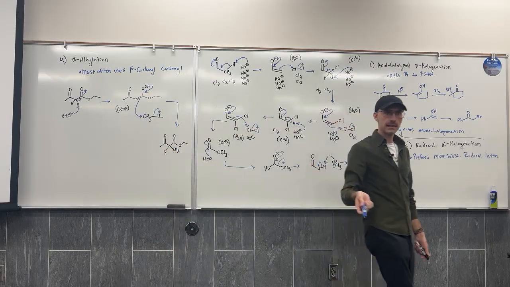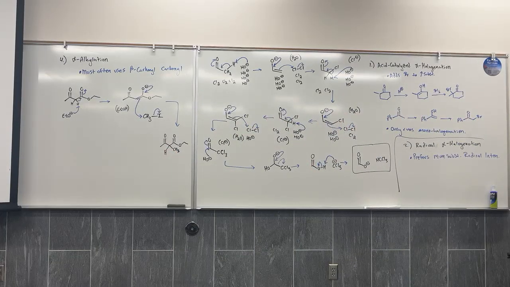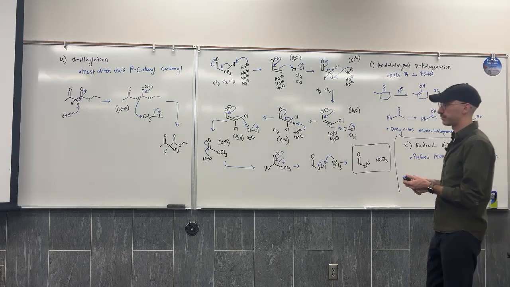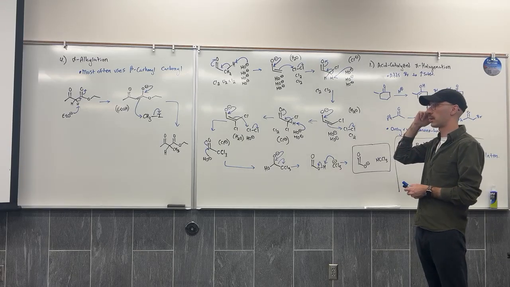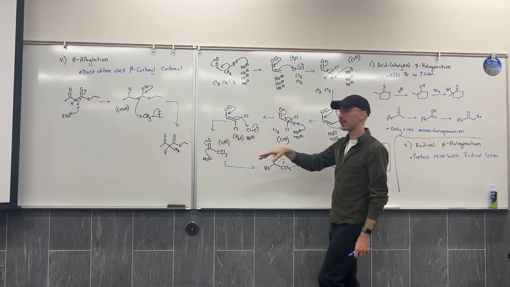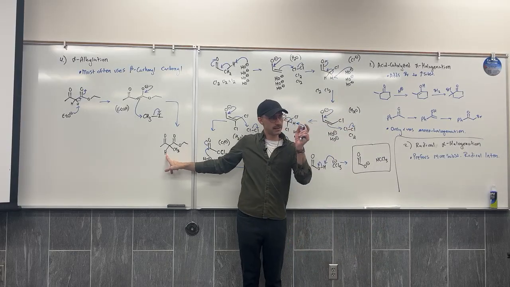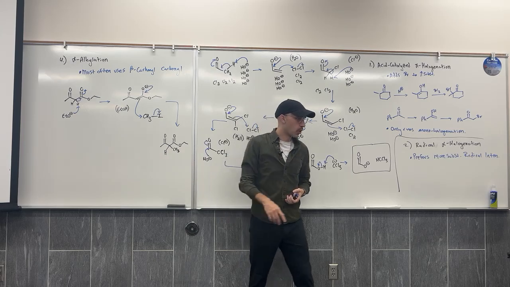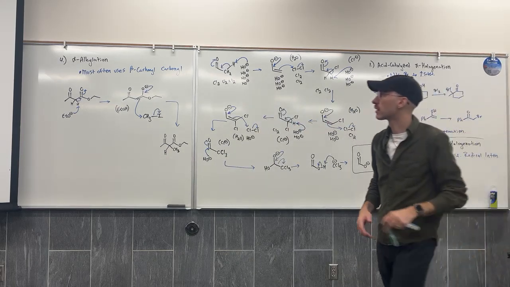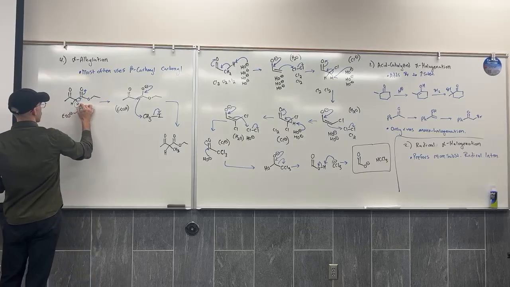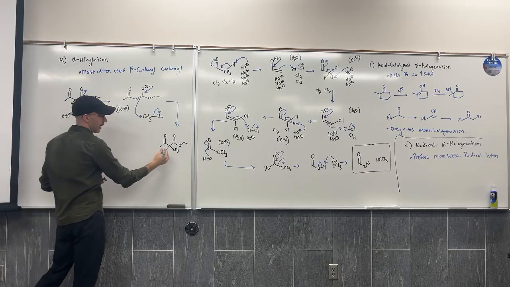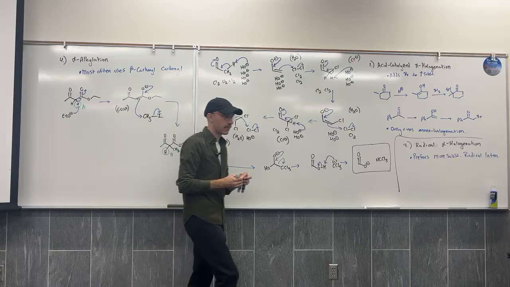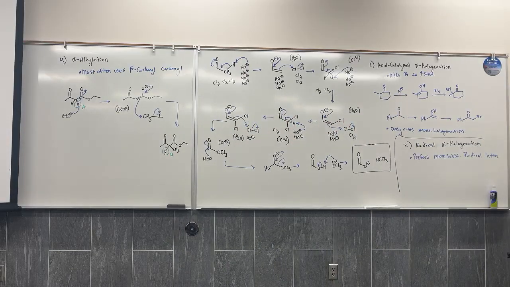Now, if I wanted to do the mechanism for the next alpha halogenation, or excuse me, alpha alkylation, I would need to deprotonate that second alpha hydrogen. Which is more acidic? The hydrogen that we eliminated first, call it hydrogen A, or the hydrogen that we eliminate second, call it hydrogen B. Which is more acidic? Why?